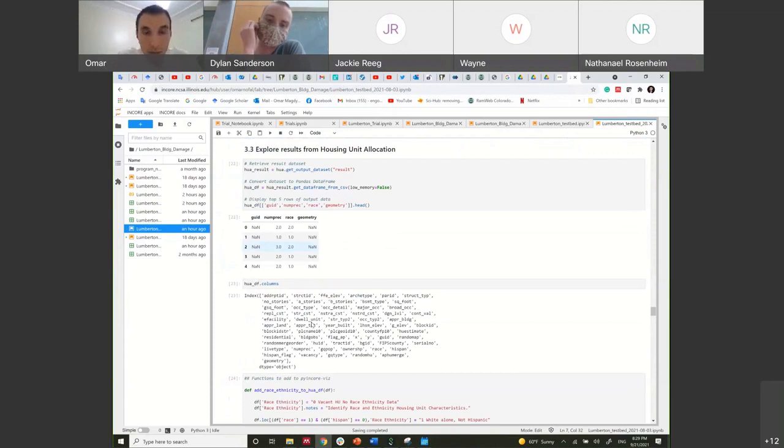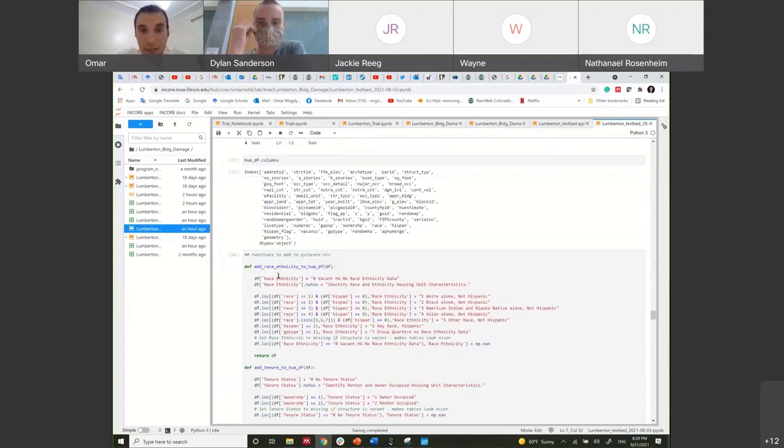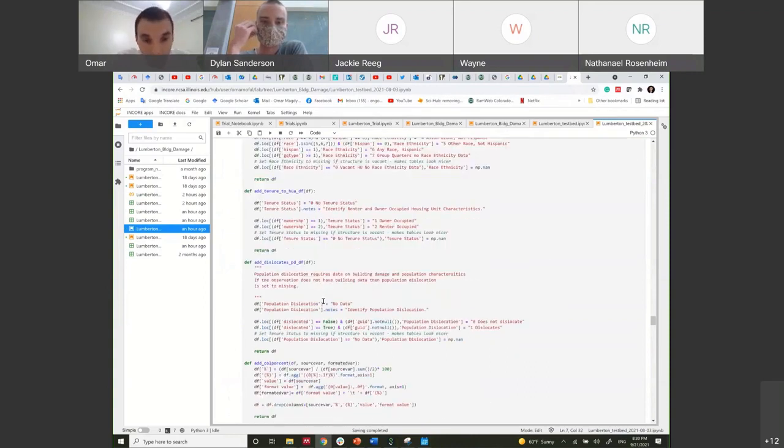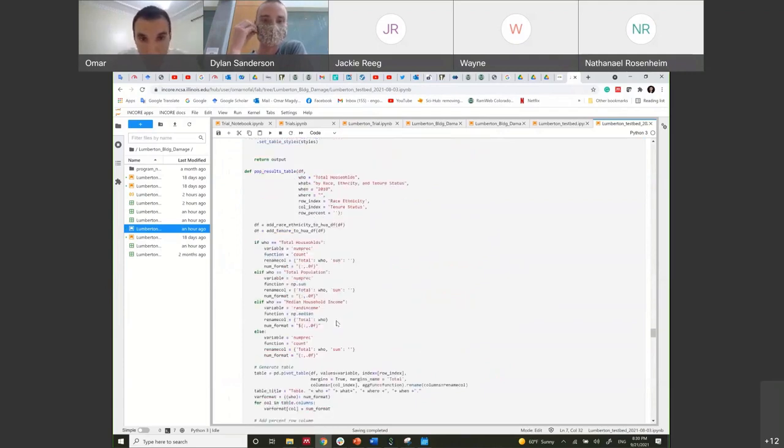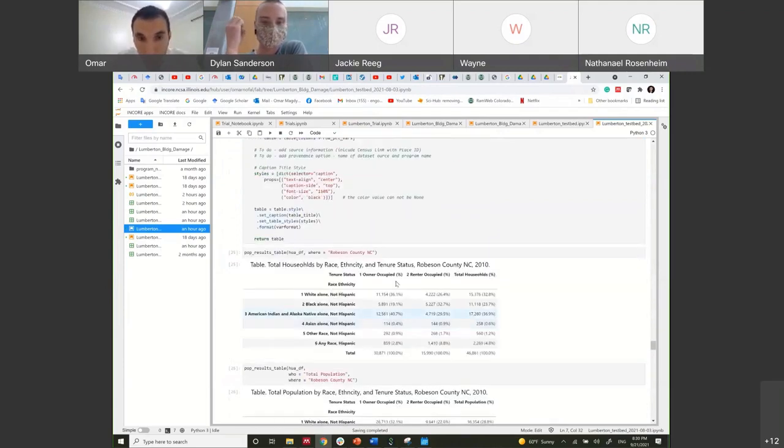And then this piece of code identifies the race and ethnicity of the allocated households. This is a very long piece of code, and the final results show the total households by race, ethnicity, and tenure for the entire Robeson County. It shows multiple races: white, black, American Indian, and also whether the household is an owner or renter, and the total number of households.